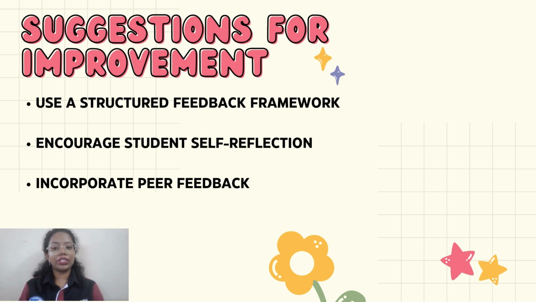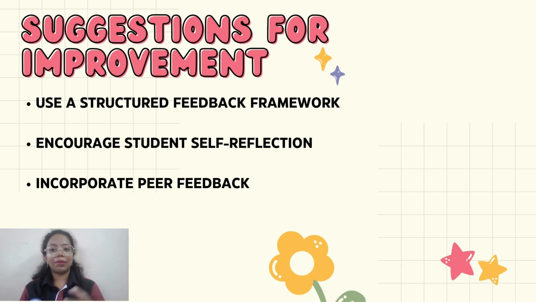Next, provide opportunities for students' self-reflection. Encouraging students to reflect on their own work promotes ownership of their learning. After assignments or tasks, ask students to self-assess with questions like, what did you do? And what could be improved? So, this engages them critically to think about their work and sets the stage for productive feedback discussions.